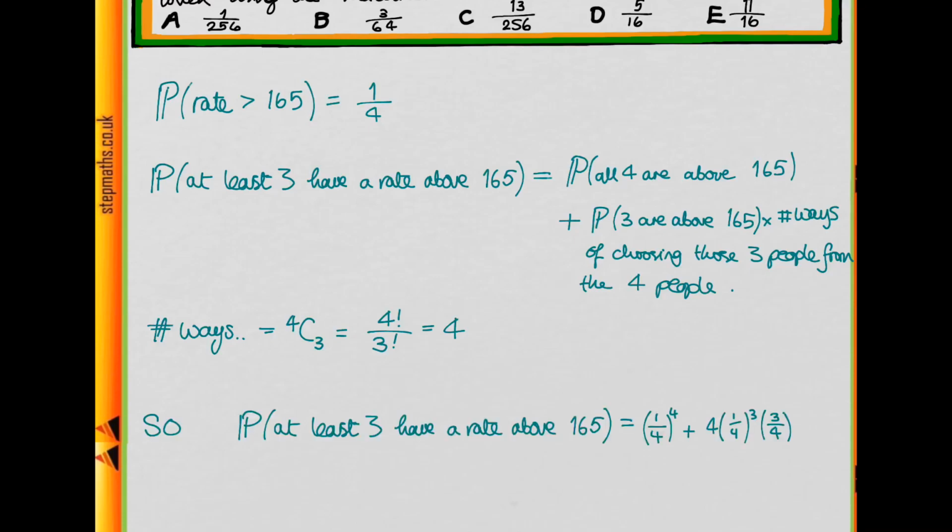And so the probability that at least 3 have a heart rate above 165 is the probability that all 4 are above 165, which is going to be a quarter to the power of 4, because it's a quarter times a quarter times a quarter times a quarter, plus the probability that 3 have a heart rate above 165 and 1 has a heart rate below 165, which is going to be 1 minus 1 quarter, because the probabilities must add up to 1, and so this is 3 quarters, and we're also multiplying by 4 because that's the number of ways of choosing those 3 people.